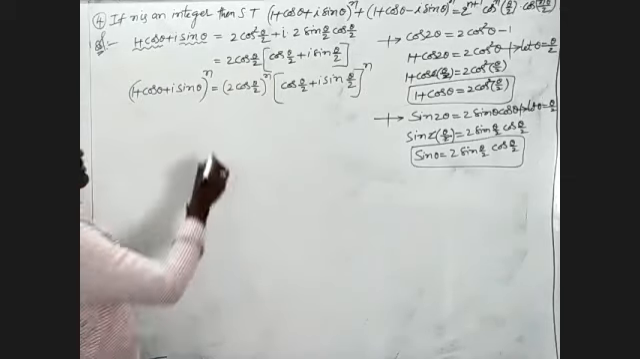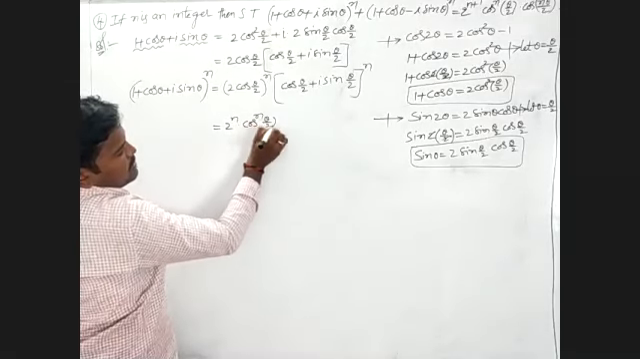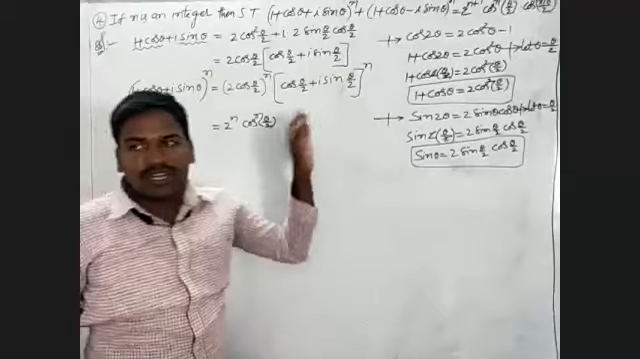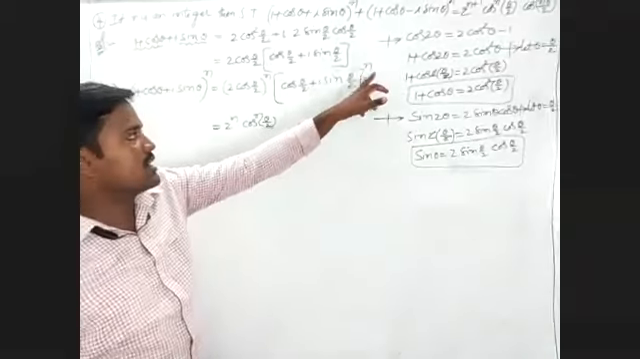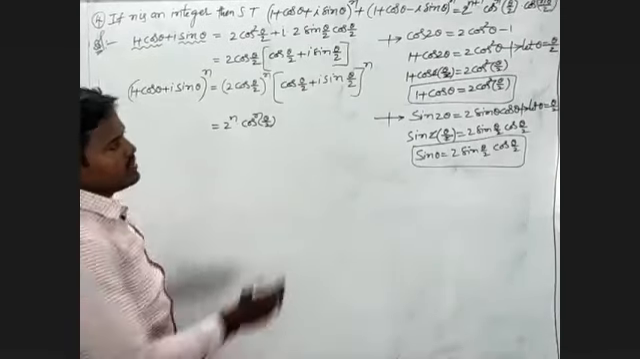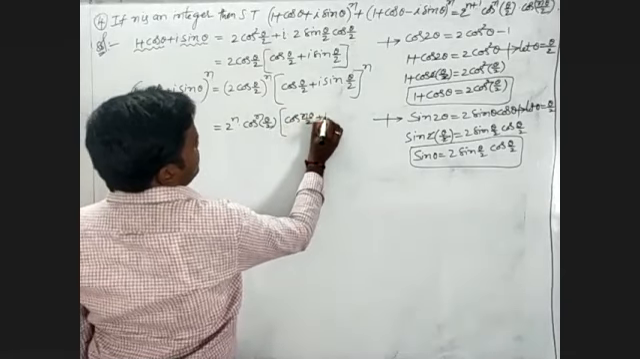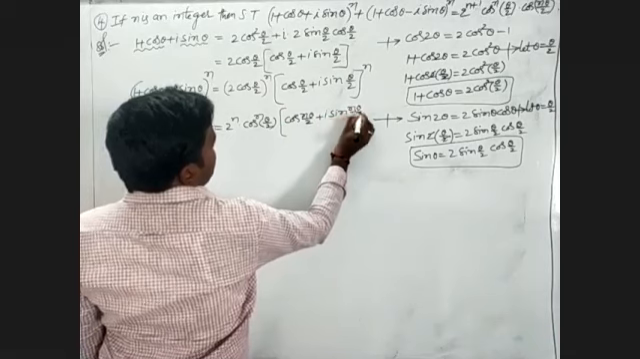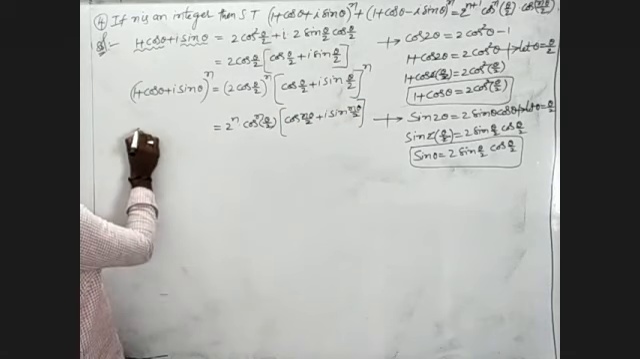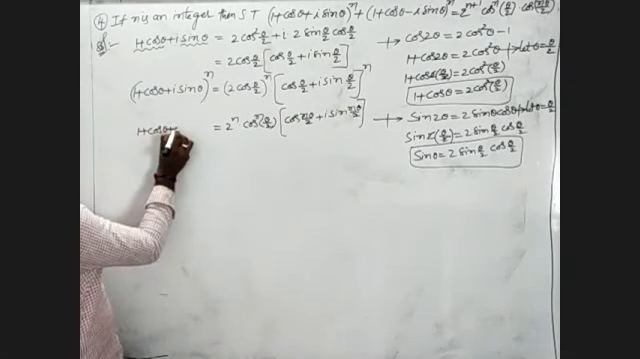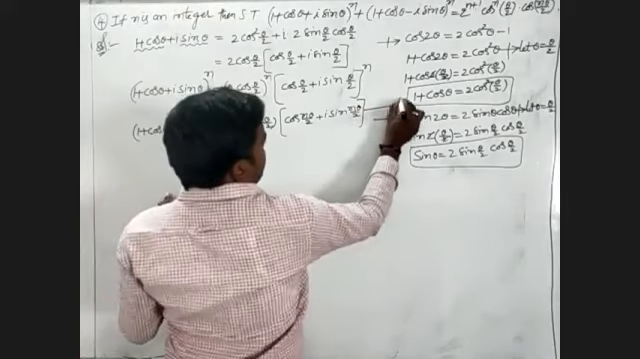We have to expand this one, that I will write 2 power n into cos power n theta by 2. When given one, it is of the form (cos theta plus i sin theta) whole power n. We have to write in this one cos n theta plus i sin n theta. This we have to expand: cos n theta by 2 plus i sin n theta by 2 will write. This is the value of (1 plus cos theta plus i sin theta) whole power n. This is equation 1.